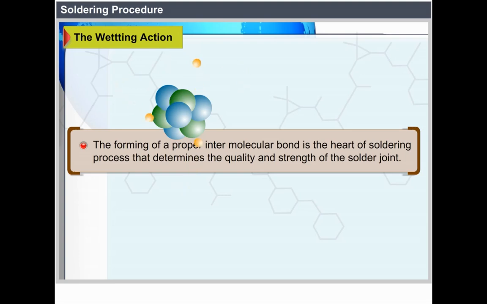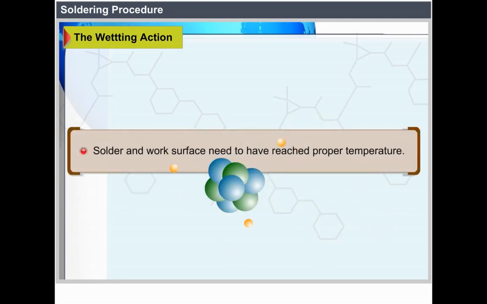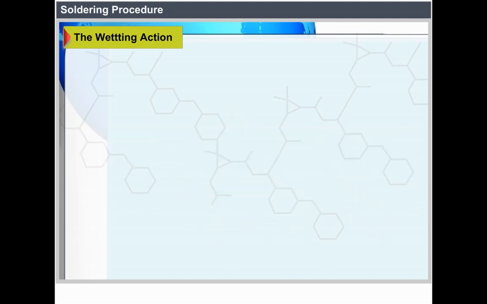of the solder joint. Wetting can only occur if the surface of the copper is free from contaminants and any form of oxide film that forms when the metal is exposed to air. Solder and work surface need to have reached proper temperature.